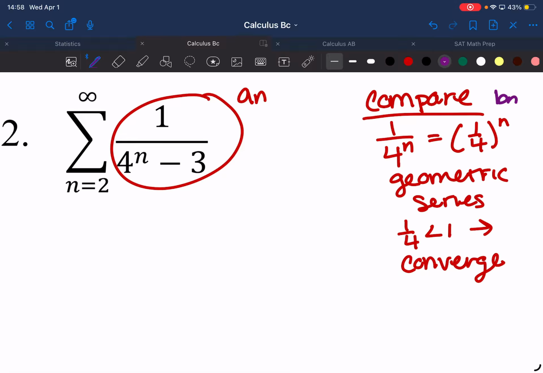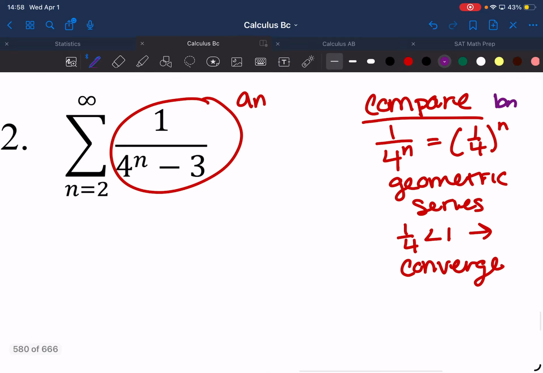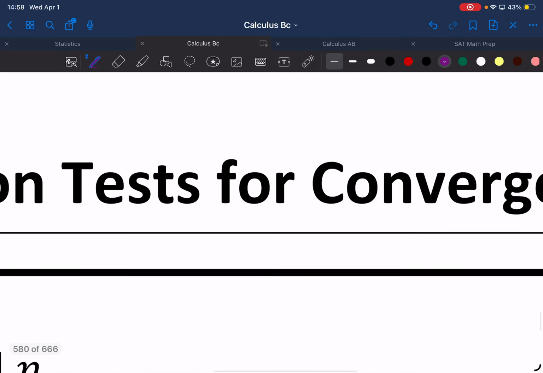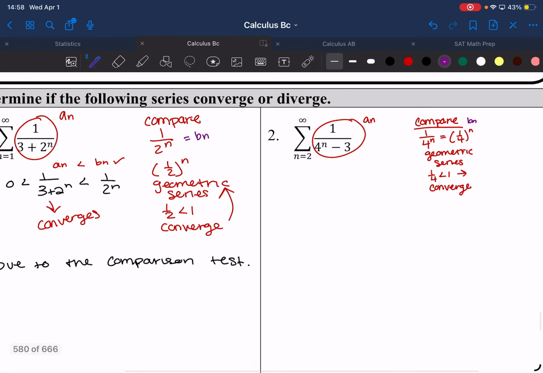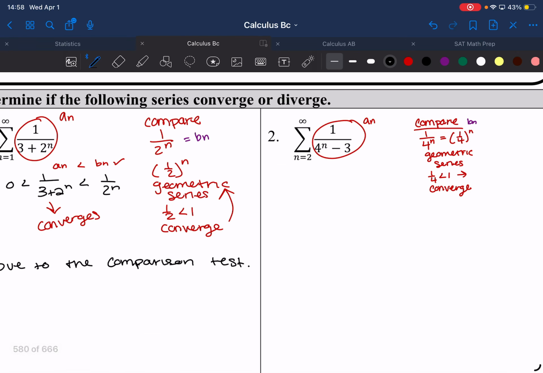So that means b sub n is smaller. If we go back up to our inequality up here, remember b sub n has to be larger. So if I was to write the inequality, it would be 0 is less than 1 over 4^n, which is less than 1 over 4^n minus 3. So again, this is saying b sub n is less than a sub n, which doesn't work.